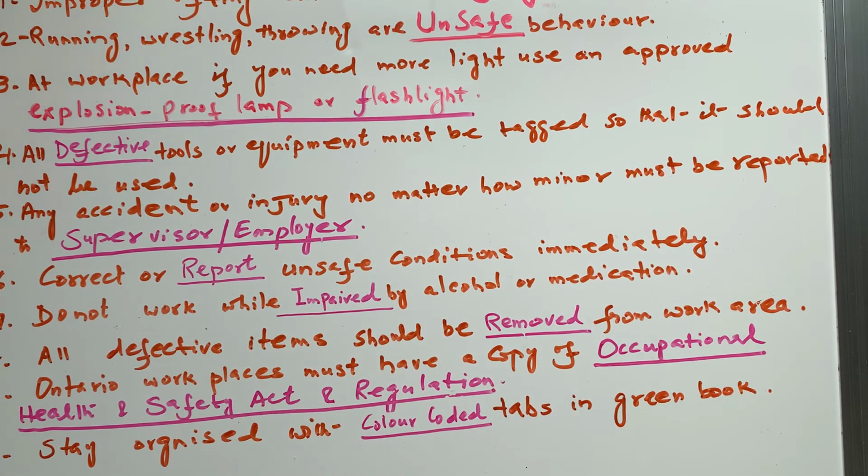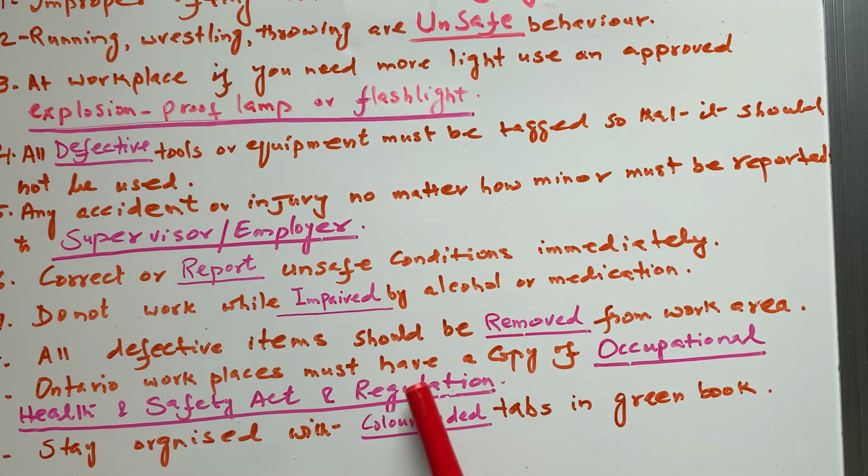The first is the fire hazard, right? There is a fire hazard. Fire we will do in the next class, what the fire hazards are, and what the basic constituents or components required to create a fire are. So that we will do in the next class. For this class, you should know the Ontario Occupational Health and Safety Act and Regulation, the green book.